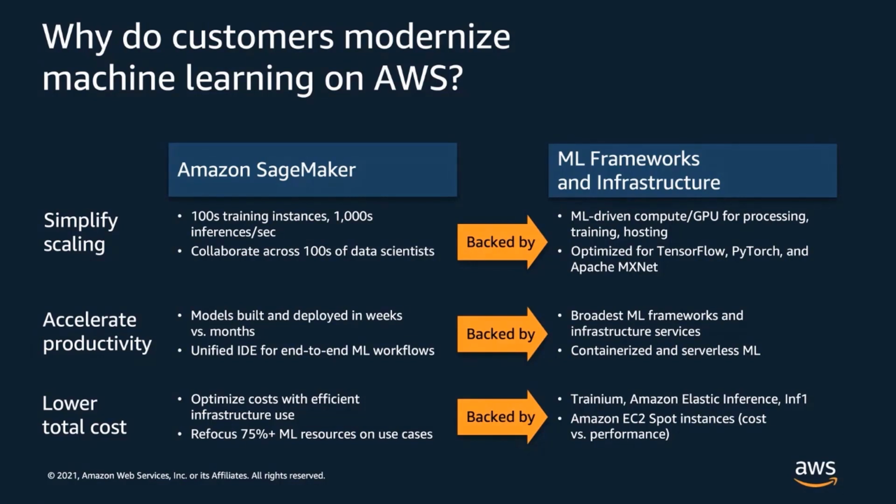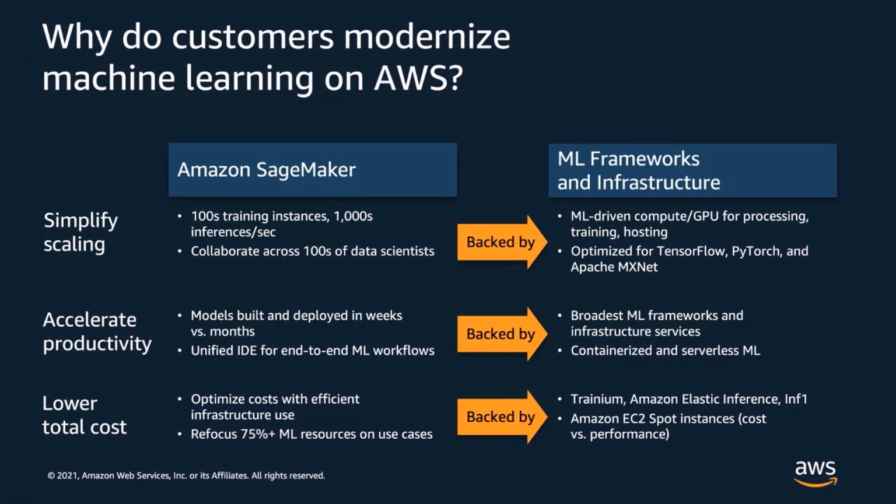Secondly, as we start looking at accelerating productivity, Amazon SageMaker provides a full suite of ML productivity tools. It helps machine learning scientists accelerate the pace of innovation. For example, companies that use SageMaker, such as Intuit, NFL, Mobileye, and DeepMap, are able to deploy models into production in weeks rather than months.